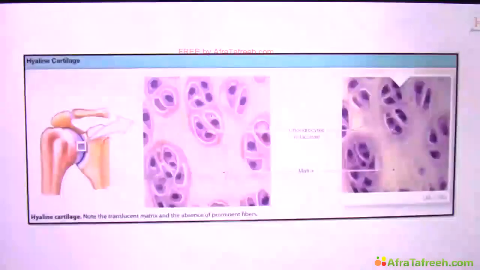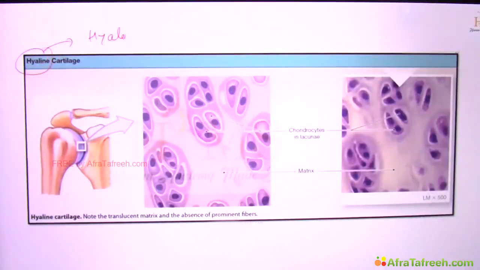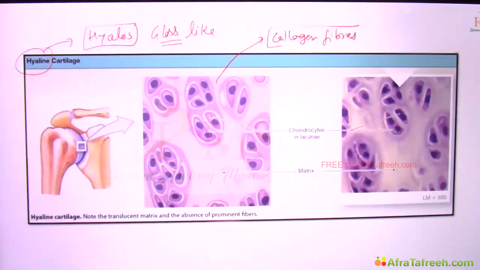And this is hyaline cartilage. Why would you say it is hyaline cartilage? Because it is hyalose. What is hyalose? Hyalose means glass-like. Why is it glass-like? Because the collagen fibers which are present in the hyaline cartilage are not evident to our eyes. It is an optical illusion. That is why it is appearing glass-like.